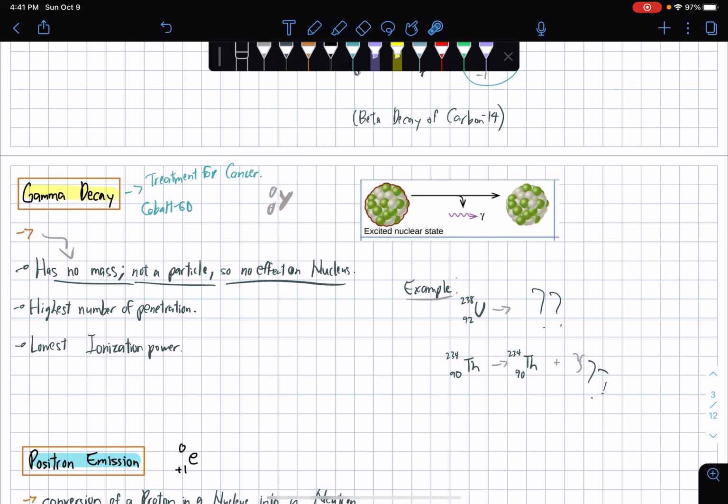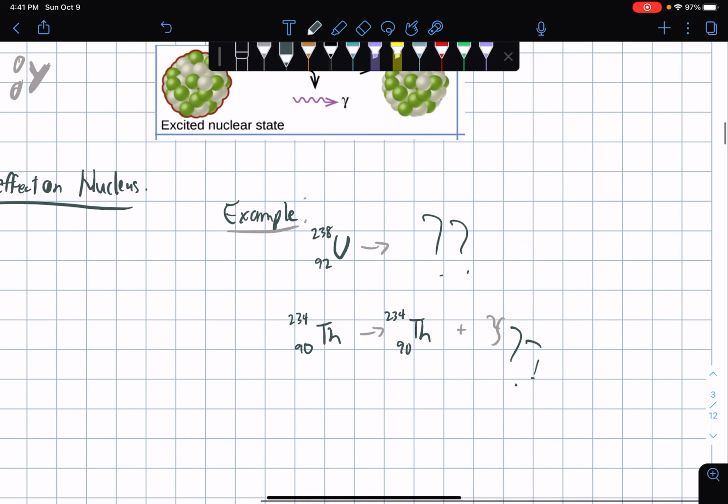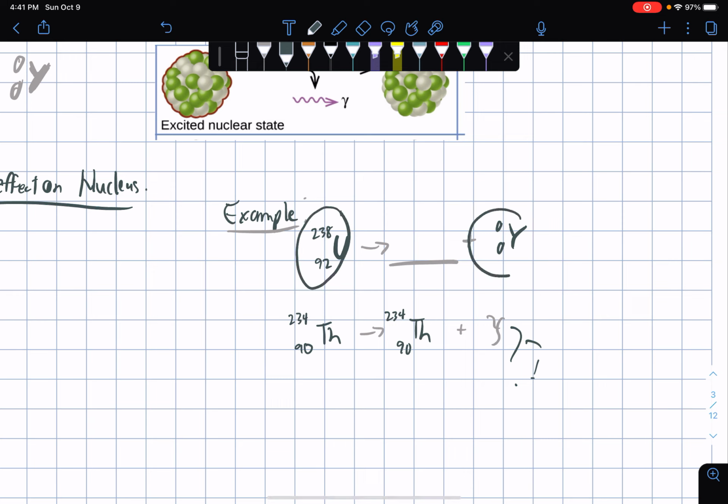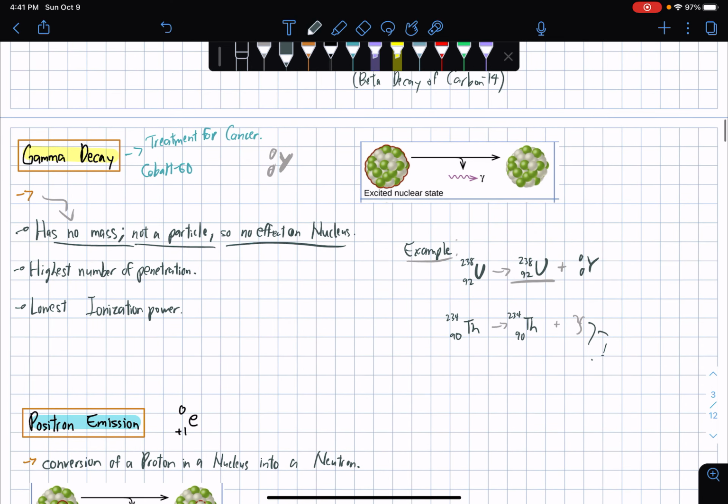For example, given this, if I'm not mistaken, letter U in the periodic table is called uranium. Given that a gamma decay would happen, what is the product? If these are the reactants, what would be the product? Of course, it would be the same. Nothing would change. That's basically the nature of gamma decay. Nothing happens at all. There is no effect on the nucleus.